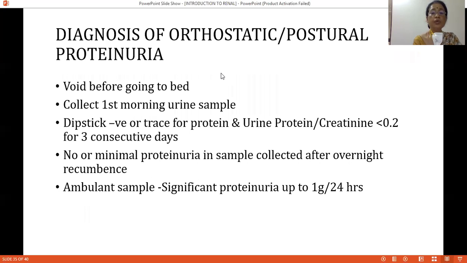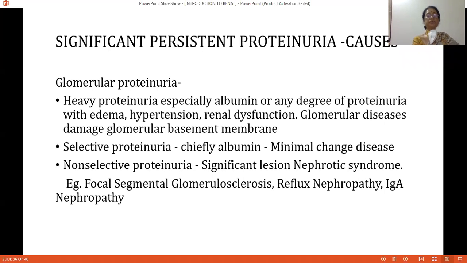Then how to diagnose? You ask the patient to void before going to bed, then collect the first morning urine sample and do the dipstick. If it is negative or trace protein, and urinary protein creatinine ratio is less than 0.2 for 3 consecutive days, that is orthostatic proteinuria. No problem. There is no or minimal proteinuria in the sample collected after overnight recumbency. In the ambulant sample, significant proteinuria may go up to 1 gram per 24 hours.